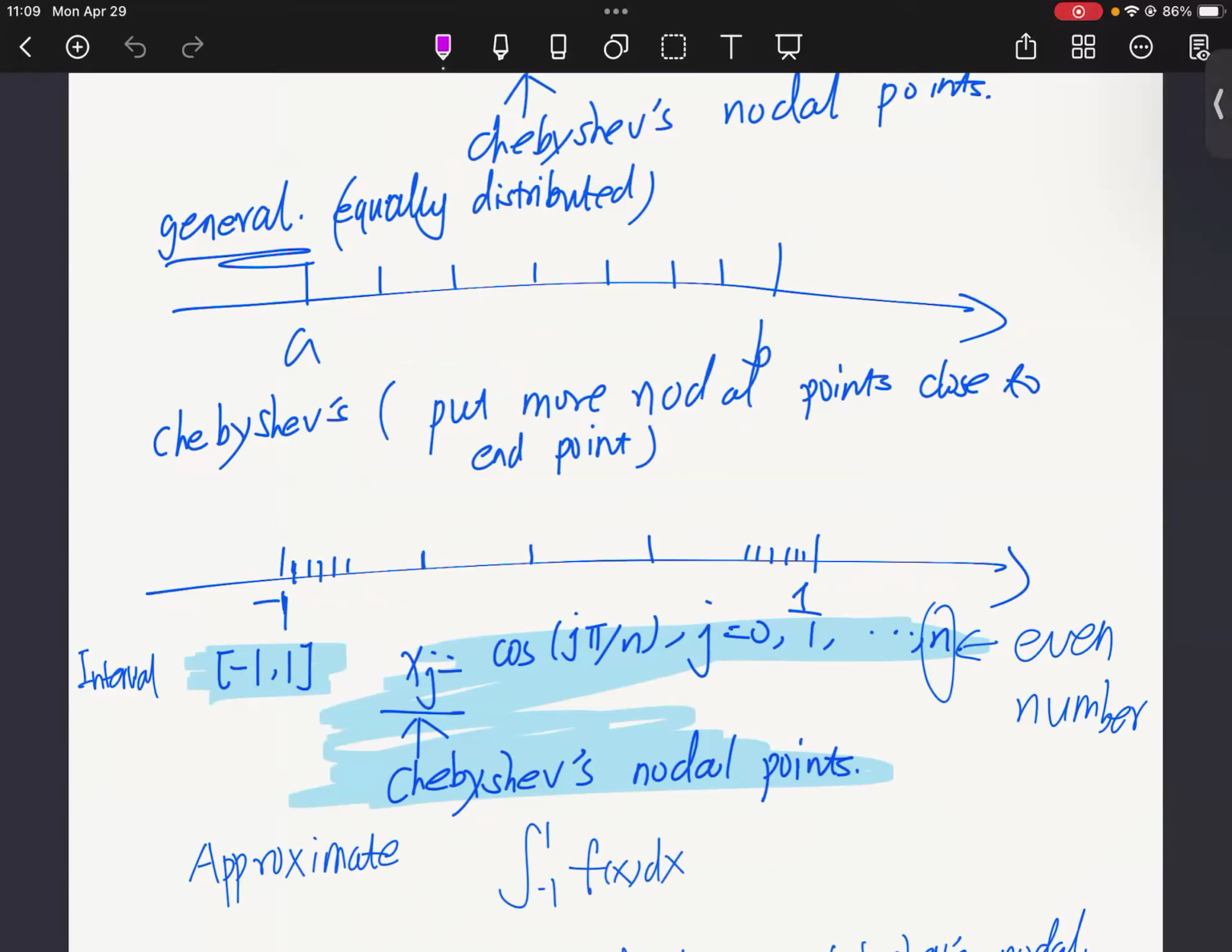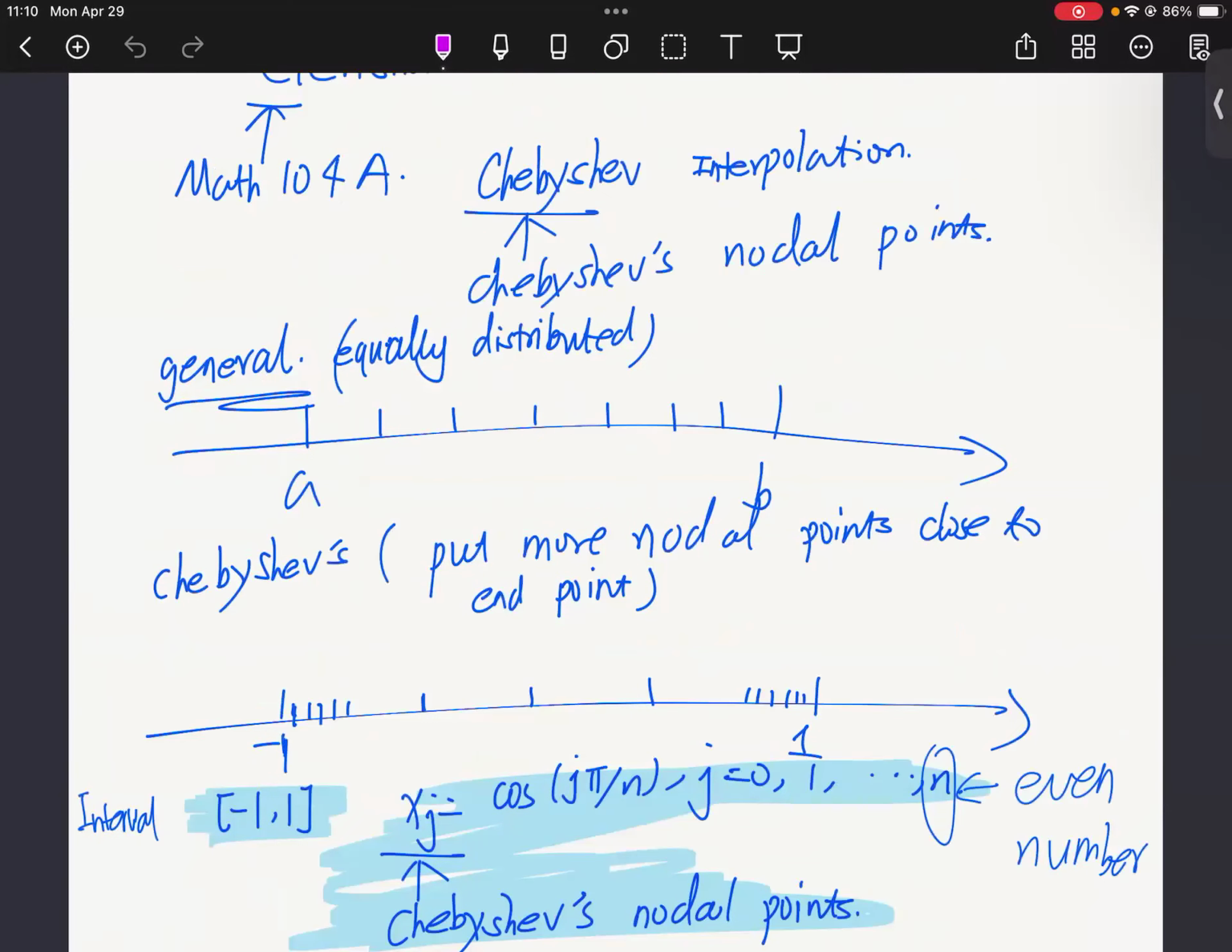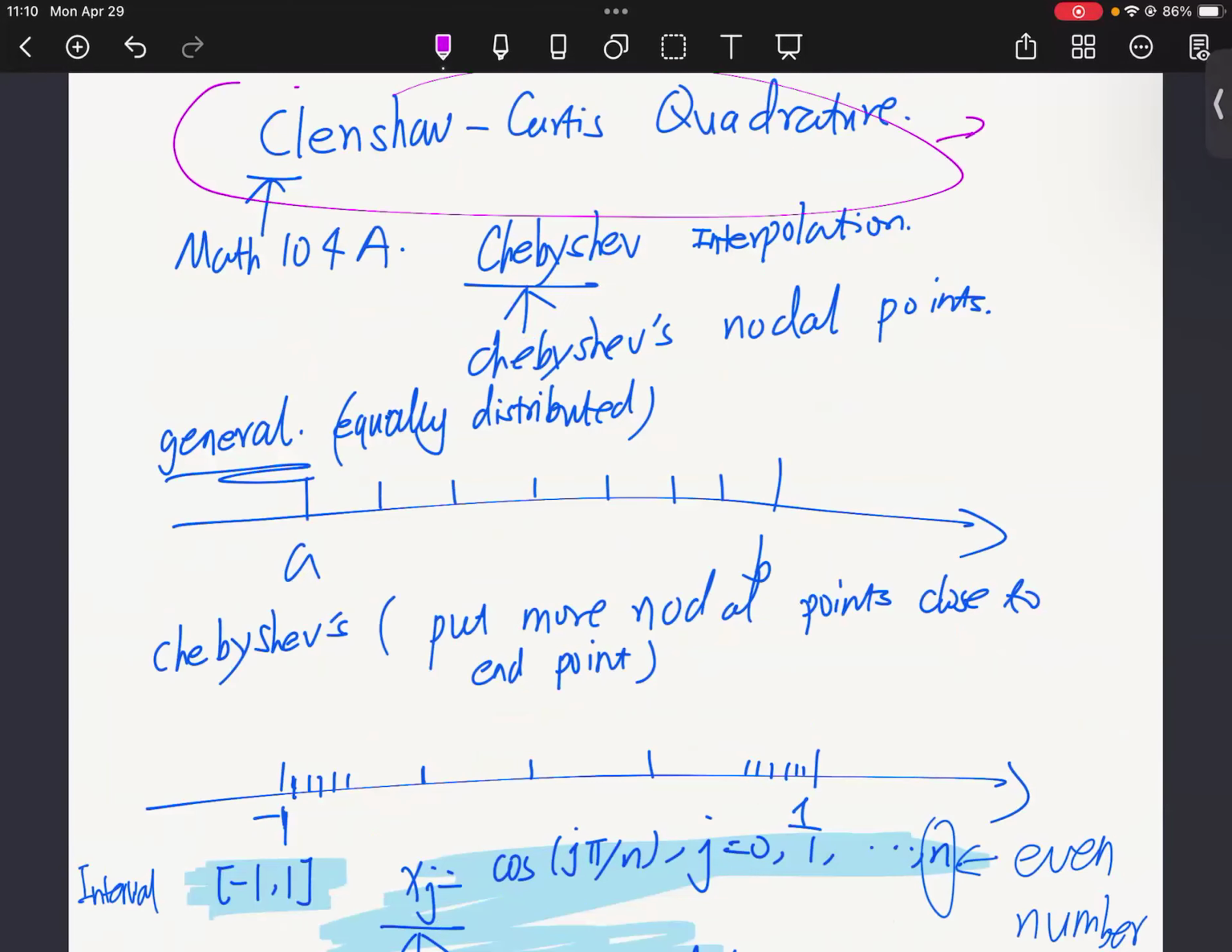This is the definition of the Chebyshev node points, and this is the Clenshaw-Curtis quadrature rule. The benefit of this is fast convergence. So I need to point out that the Clenshaw-Curtis rule is meant to get fast convergence results.